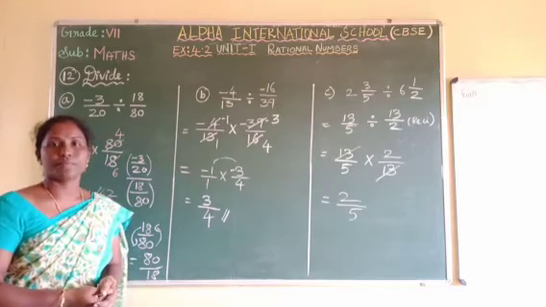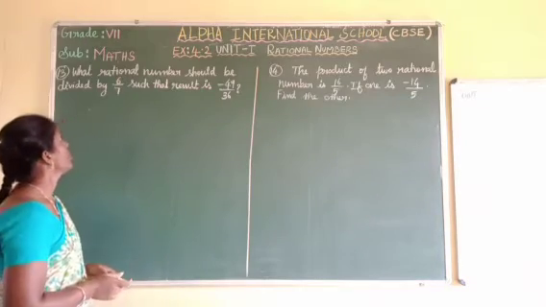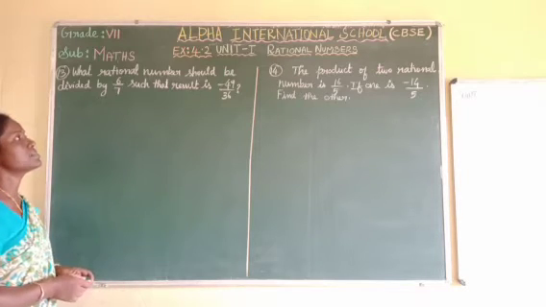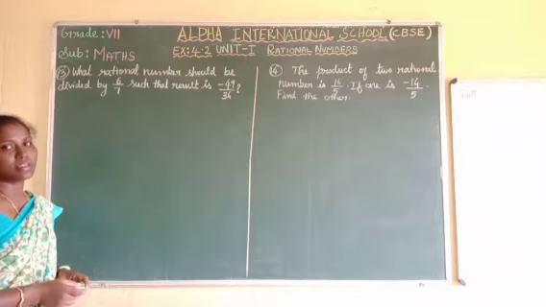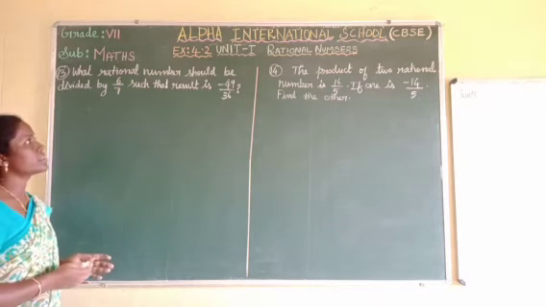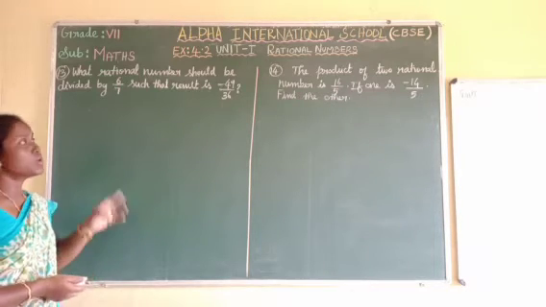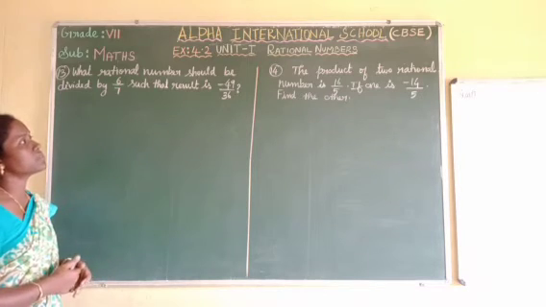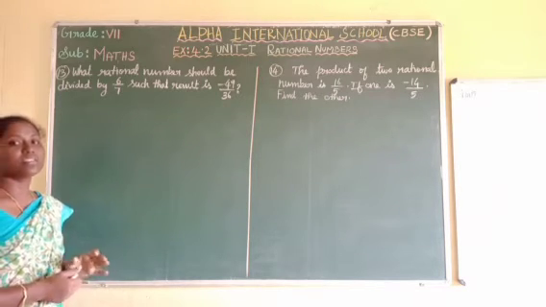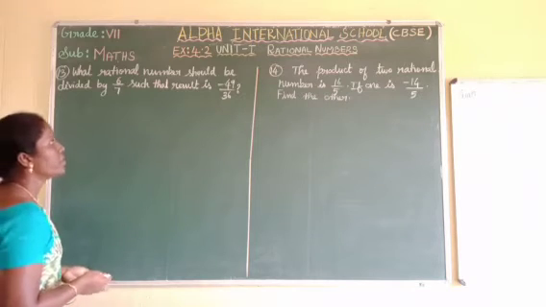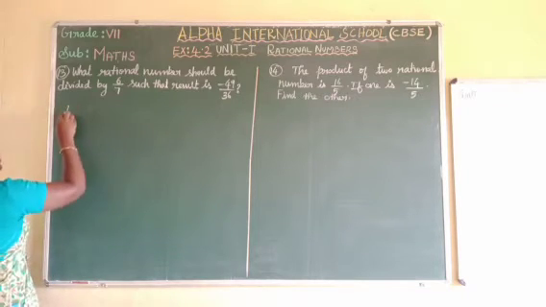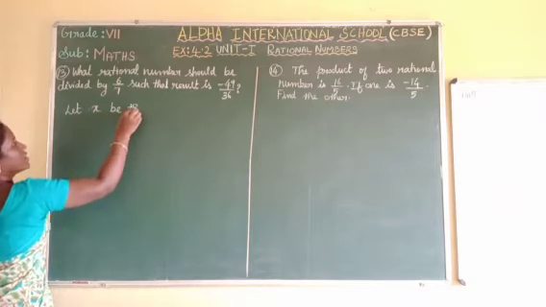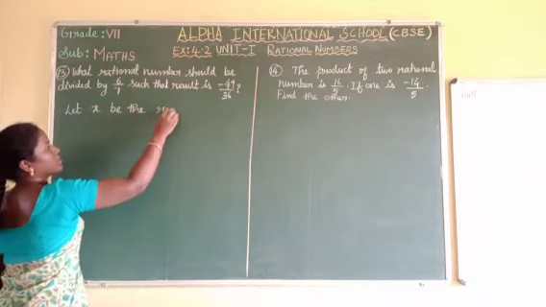Okay. See the 13th problem. What rational number should be divided by 6 by 7 such that the result is minus 49 by 36? They are asking us to find the unknown rational number which was divided by 6 by 7 and we got the result as minus 49 by 36. Such a rational number we have to find. So we don't know what the rational number is. So we are taking let x be the required rational number.